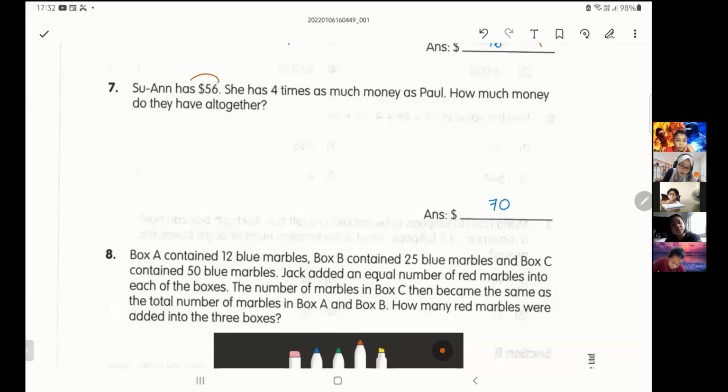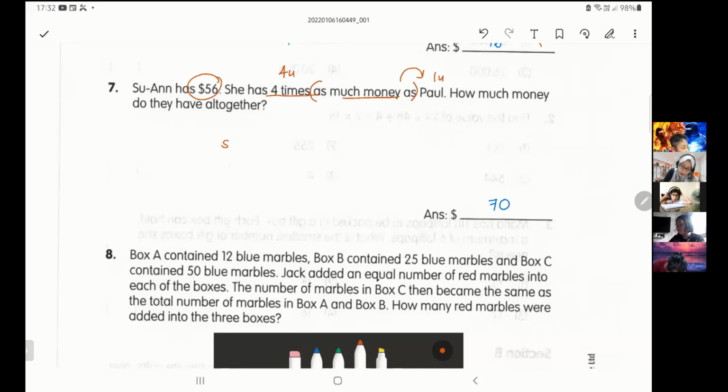Sue Ann has $56. She has 4 times as much money as Paul. 4 times means 4 units. As much as, the next person is always 1 unit. The person you compare with is 1 unit. Understand? Okay, so how much money do they have all together? Draw your comparison unit model.